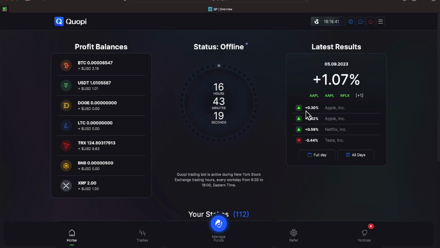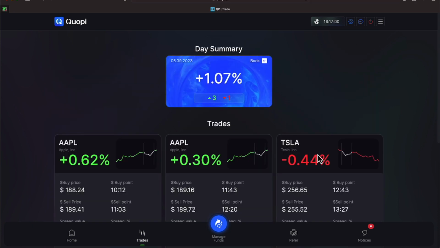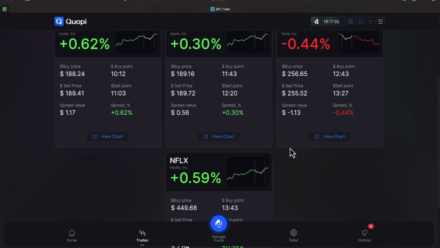It was a 1.07. I think that's about the lowest I've seen Quopi achieve a gain of, but hopefully we stay above that. Anyway, it looks like it didn't do a whole lot of trading. Looks like four trades, one in the negative, the rest in the positive. Let's go ahead and click full day, everyone, and get the status of everything. We'll scroll to the bottom.